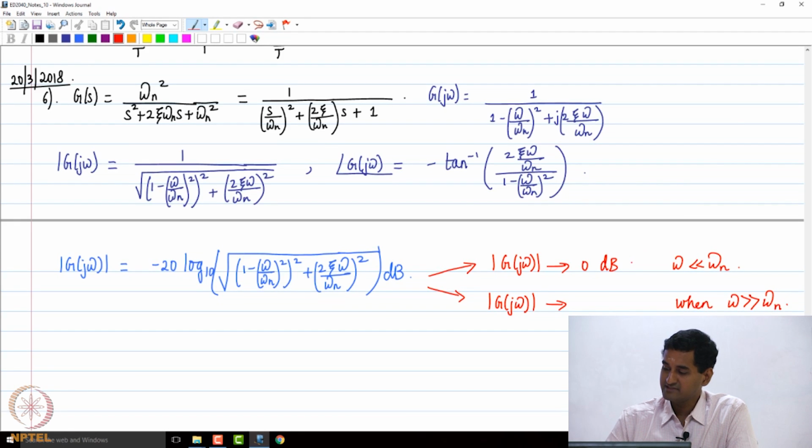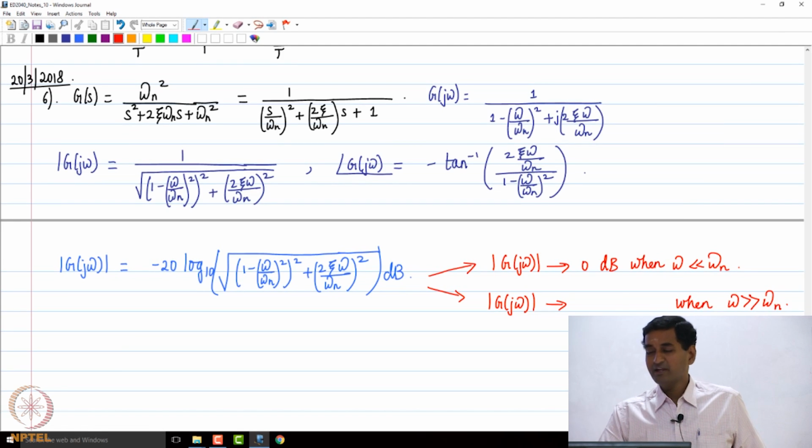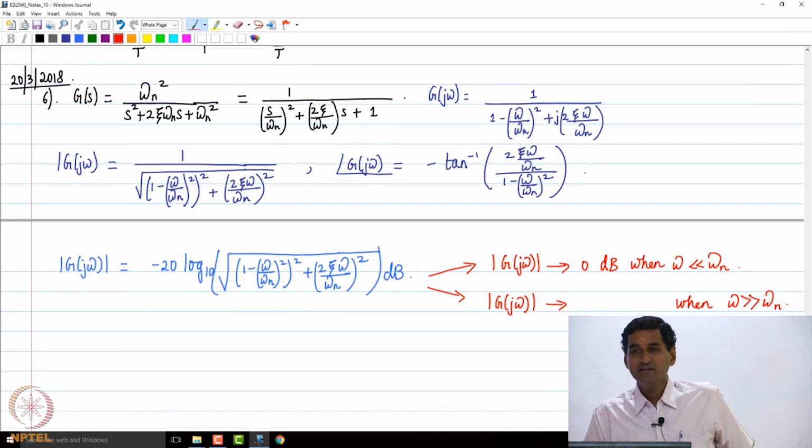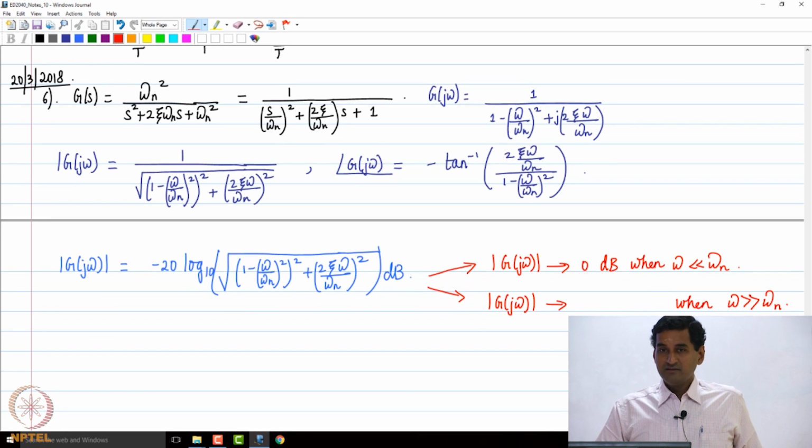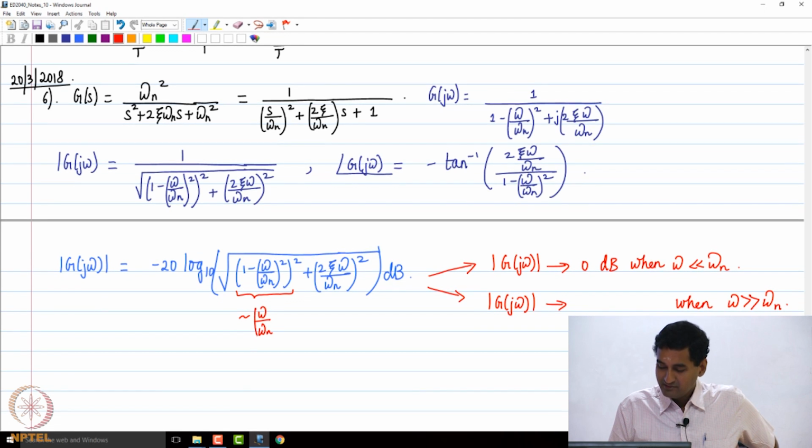Okay, so let me erase this and consider when omega is much greater than omega n. Obviously omega by omega n is now much greater than 1. Within the first term, you have 1 minus omega by omega n squared, which effectively becomes minus omega by omega n squared, but you are squaring it. So the first term is going to be like omega by omega n to the power 4.